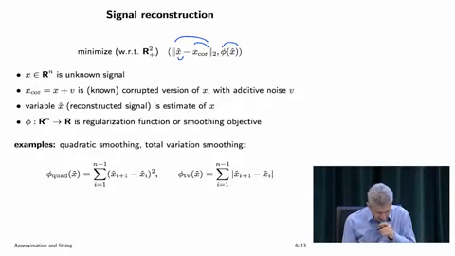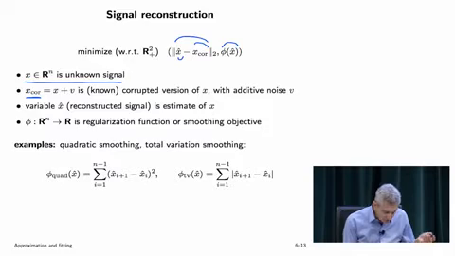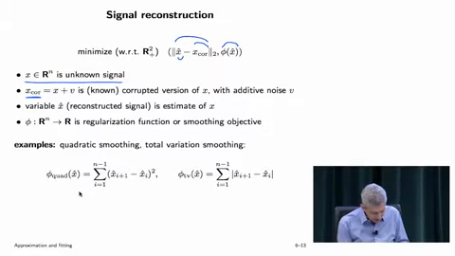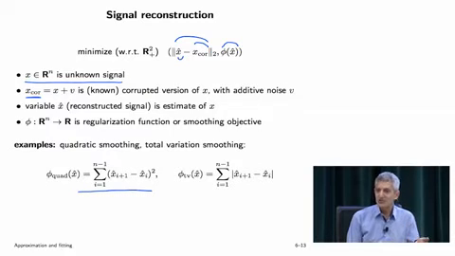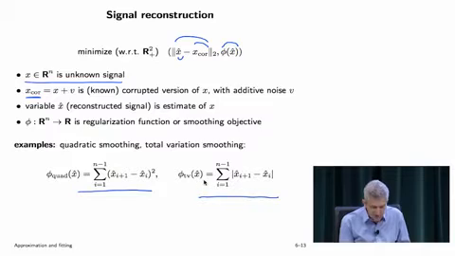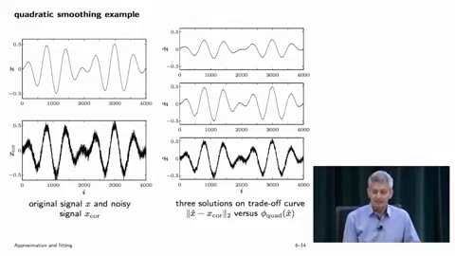All right. And the model is something like this. You have some unknown signal. You observe a corrupted version, and then you're going to solve this problem. And examples would be something like this. So simple quadratic smoothing would be you simply take the differences squared, like we did in the previous example. The sum of the absolute values, that's called the total variation regularizer, right? So that's completely standard. So that's actually a standard term. Let's look at an example.